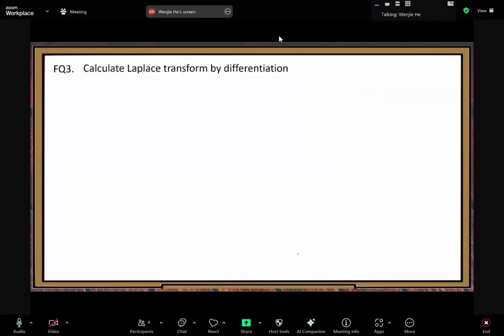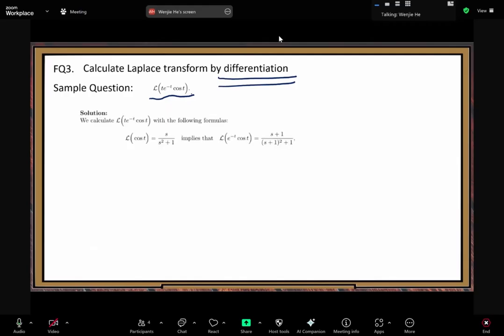Third one: calculate Laplace transform by differentiation. Here is the sample question I take from our homework assignment number 3. I haven't graded it yet, but I will complete grading today or tomorrow. So in our Thursday's class, you will have the results of homework assignment number 3, and I will make some comments. Then we can use that for our preparation for the final.